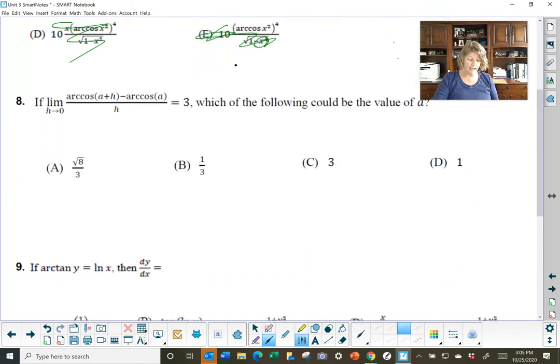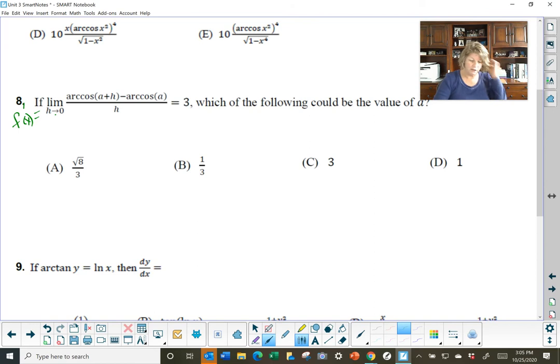Number 8, limit as h goes to 0. Does that ring a bell? What does this setting us up to do? Well, hopefully you recognize as h goes to 0 and we've got h, this is the definition of a derivative. So this really equals f prime of x equals the limit.